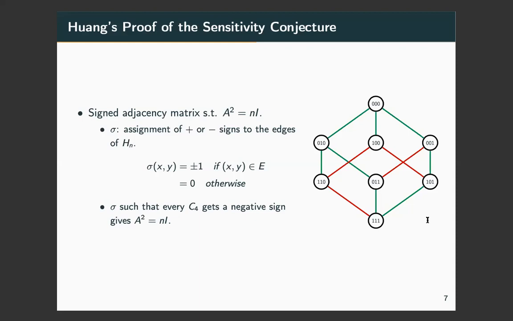The original proof by Huang uses the interlace theorem, but we will now look at a different proof which associates a vector to every vertex in the hypercube. Then we will look at linear dependencies in the set of vectors corresponding to the subgraph and give structural results about the sensitivity of a function from these linear dependencies.